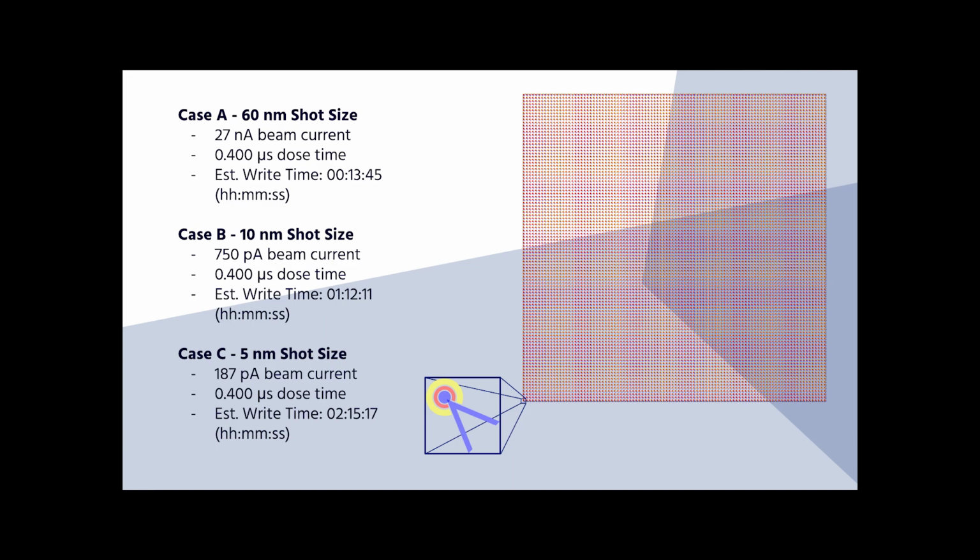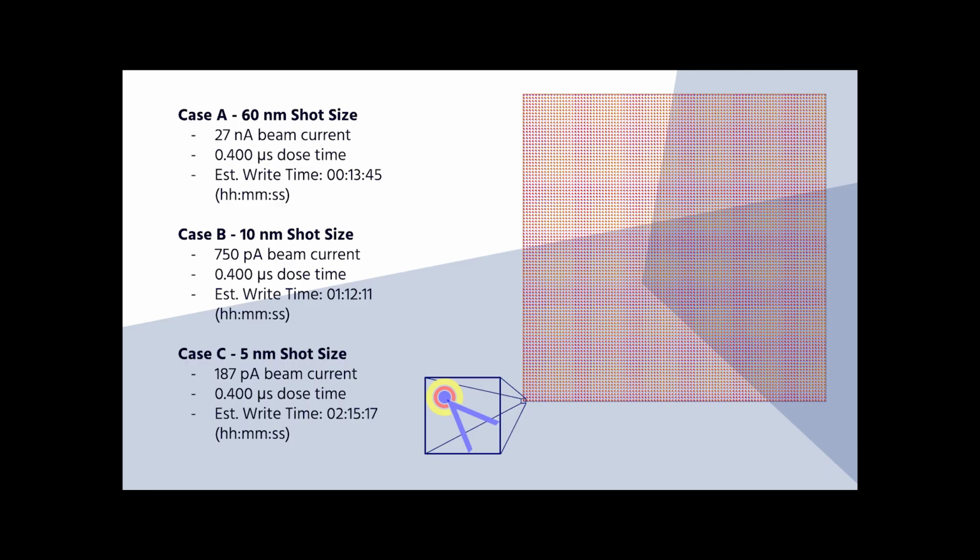Now, we can all agree that the pattern fidelity at this shot size is poor, but even so, this gives us a sense of just how long it will take to write this pattern. Moving to case B, where the shot size is 10 nanometers, we now need a beam current of only 750 picoamps with the same dose time, and the write time has increased to over an hour. And in case C, with a 5 nanometer shot size, the beam current drops down to 187 picoamps, and the writing time is over 2 hours.